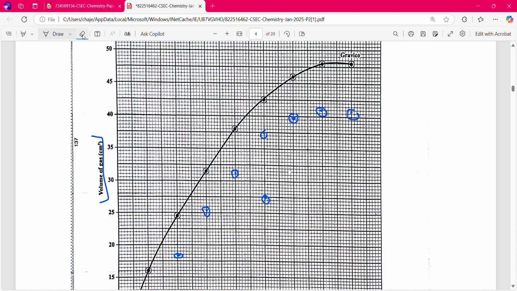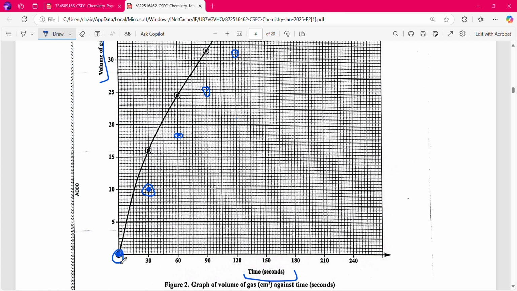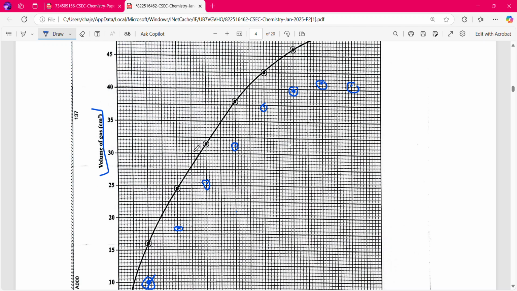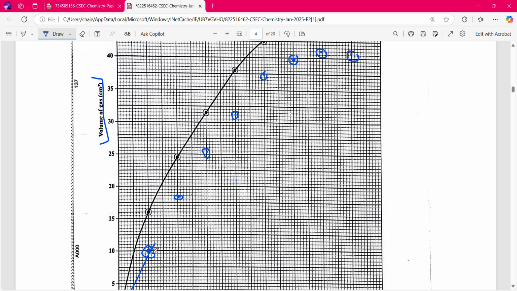Okay, thank you, Reggie. Let me just draw a curve through my points. Note that this does not look like a straight line, so I'm not really drawing a straight line. It's going to be a curve.